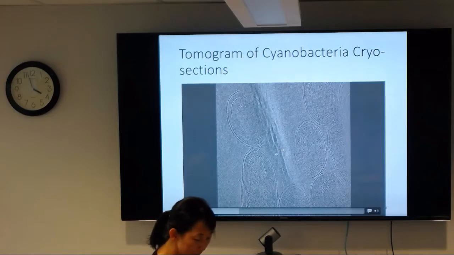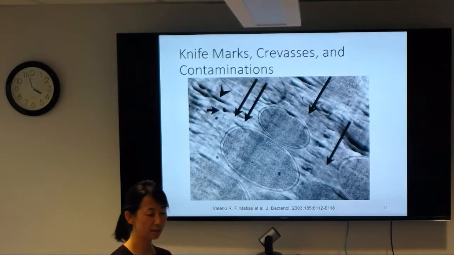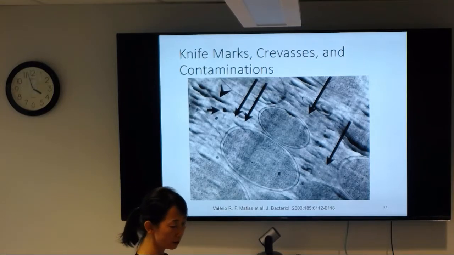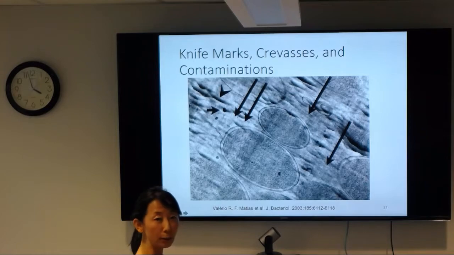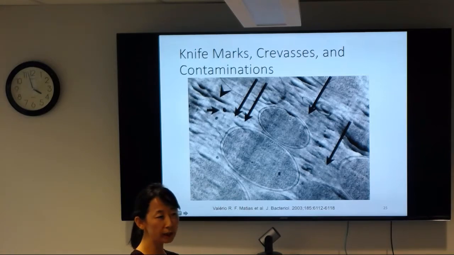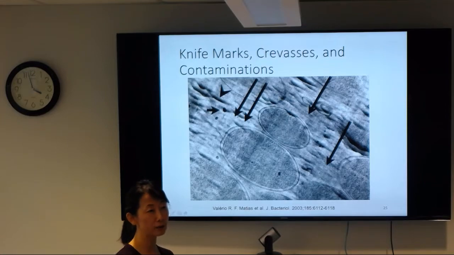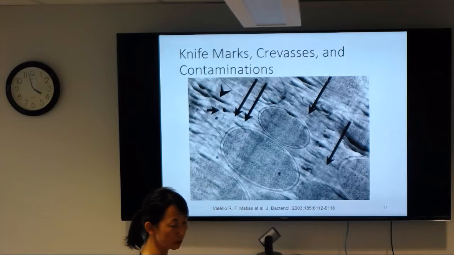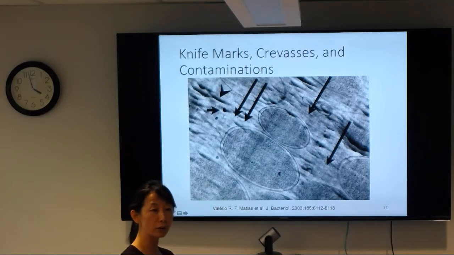Okay. And also this is E. coli. So also by high pressure freezing and sectioning. I just want to point to you some of the artifacts from this technique. So first of all, this is the knife mark. So the section is going that way. So it's diamond knife, but it's not perfect. So it always leave you some of those marks going along the direction of sectioning. It will always be there.